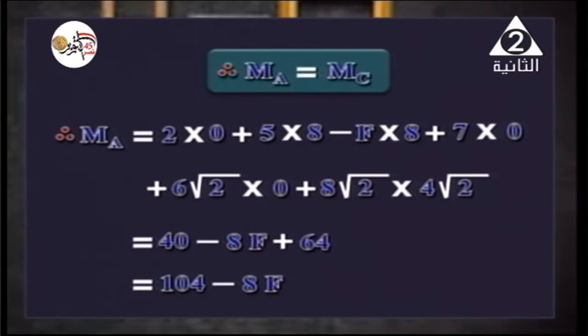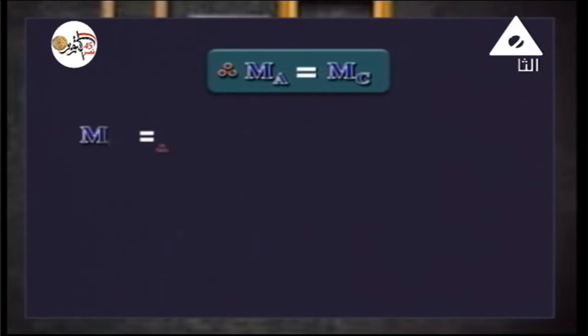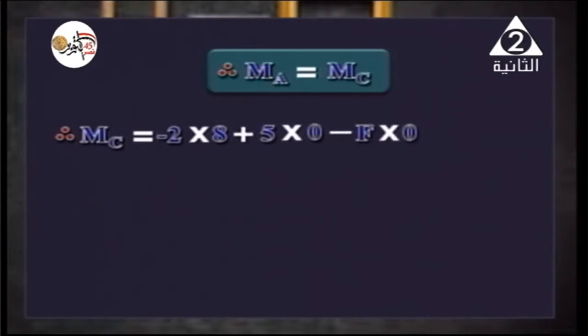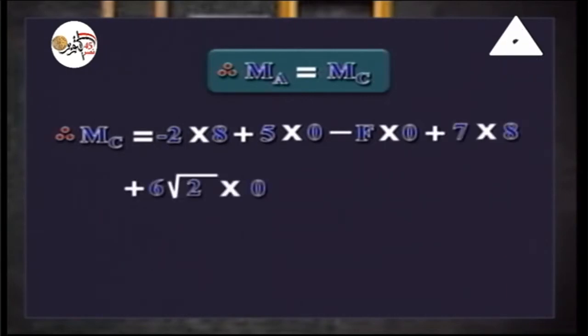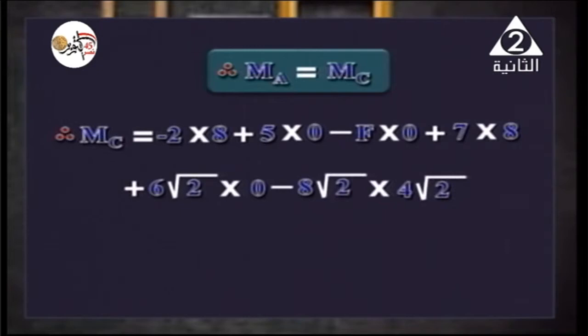This is the moment about A. My dear student, note that second we find the moment about C. Moment about C by the same method: negative 2 times 8, plus 5 times 0, minus F times 0, plus 7 times 8, plus 6 root 2 times 0, minus 8 root 2 times 4 root 2, equals negative 24.